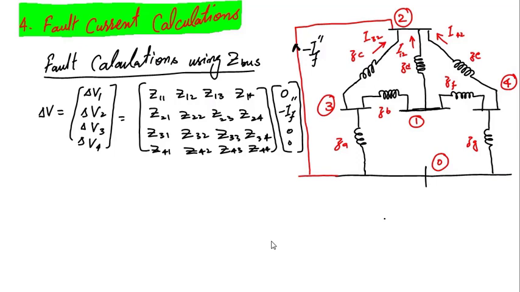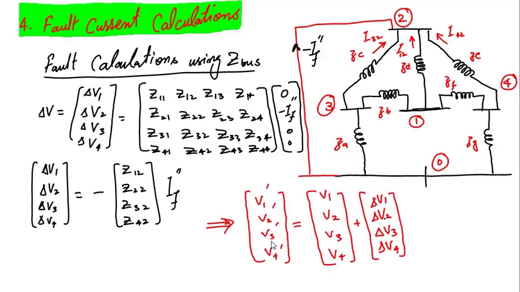So if I summarize here, this product of Z bus with a vector in which only one entry is non-zero, we can write as delta V is equal to the second column of Z bus multiplied by minus IF double dash, because only the second column is taking part in this product of matrices. Here, if we further write this equation, as we have the values delta V1, V2, V3, V4, we can use it in our next equation to find out the change in voltages.